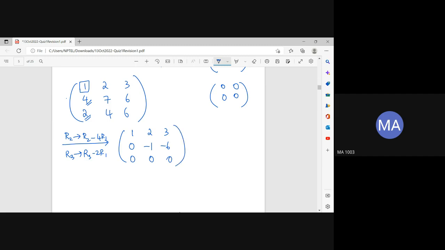Is this in row echelon form? No, ma'am. Because the leading entry of the second row is minus 1. So the first row is over. We identified the first pivot and made sure that below the pivot there are no non-zero entries, so we made them all 0. Next, we go to the next row. Now the first non-zero entry of the second row is minus 1, whereas our pivots were supposed to be 1s. So for that we will multiply R2 by minus 1.